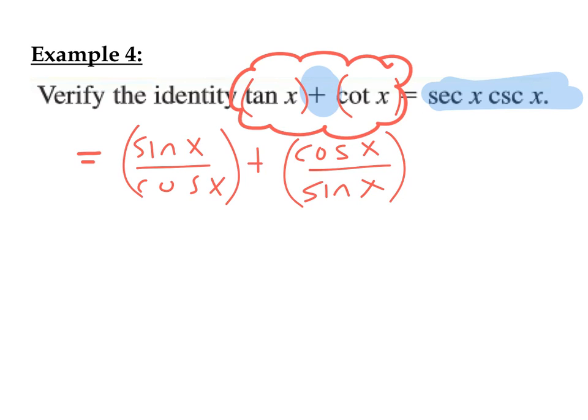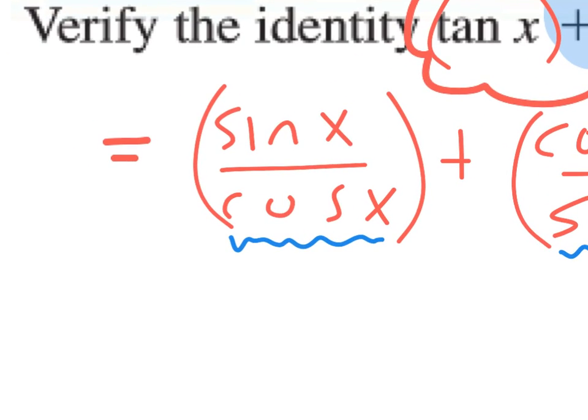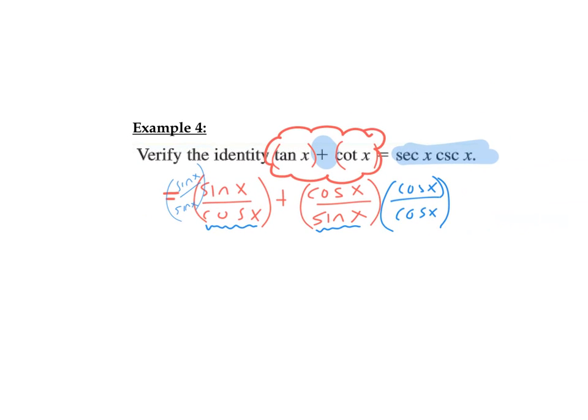Now, to add fractions, I need a common denominator. So let's do that. When you have two different denominators, the easiest common denominator to find is the product of the two denominators. So on the sine side, I'm going to multiply by cosine x over cosine x. And on the cosine side, I'm going to multiply by sine x over sine x. And again, you have to keep it a version of 1.